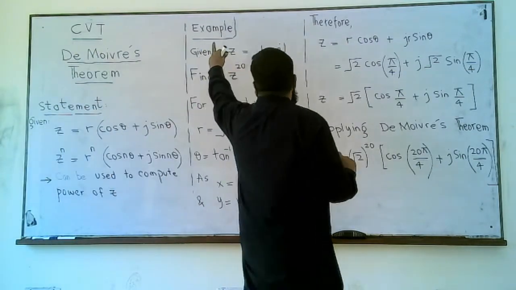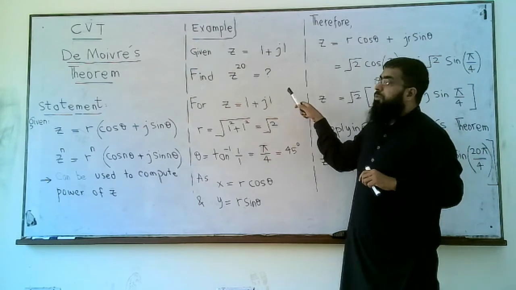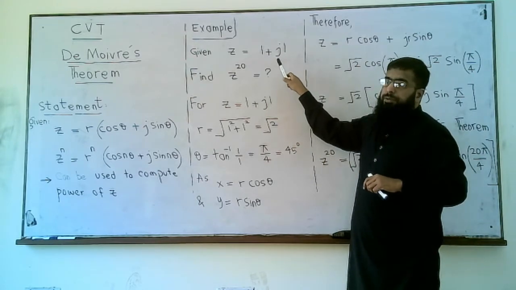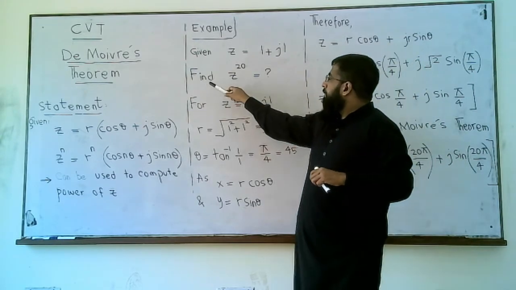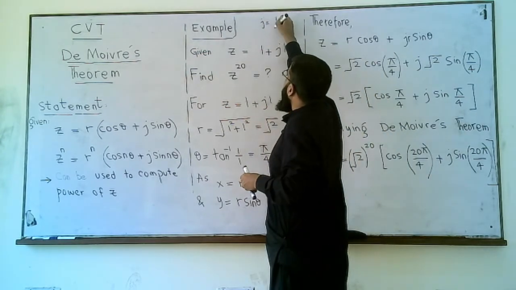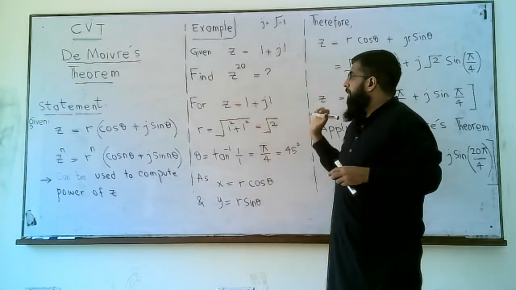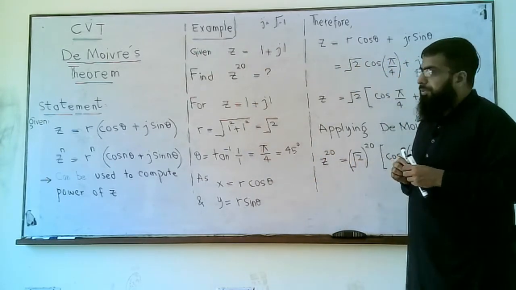Right. Let's solve an example. Given z equal to 1 plus j1, where j is iota, square root of minus 1. We are required to find z to the 20, z raised to the power 20.